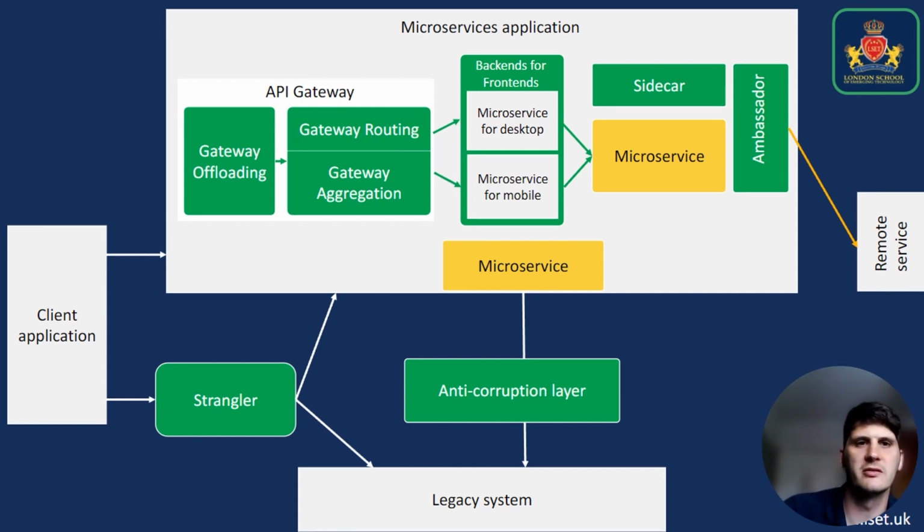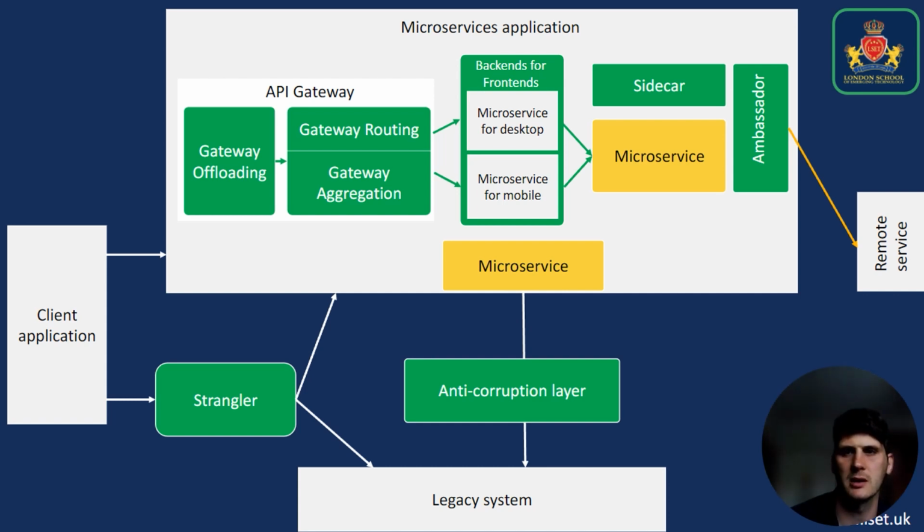In the middle, you can see the anti-corruption layer. This is a layer in between the microservice and the legacy system. It establishes a barrier between the new microservice and the legacy applications, so that the new microservice is not limited to the legacy requirements. The anti-corruption layer will manage the mapping and transformations between the new microservice and the old legacy system.